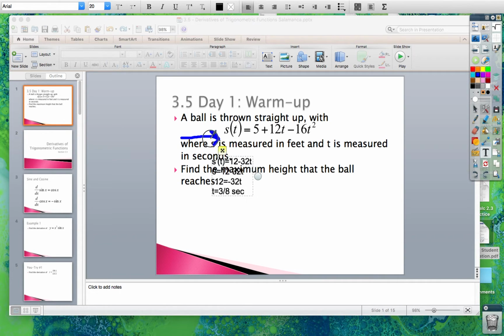Now, that tells us the number of seconds it takes to reach the maximum. But remember, the question is asking us for the maximum height. So now that we know how long it takes to reach that max height, we substitute that into the original problem. So we have s of 3/8 equals 5 plus 12 times 3/8 minus 16 times 3/8 squared.